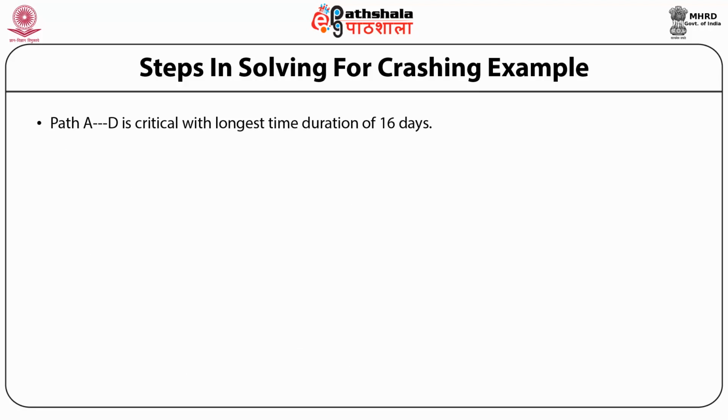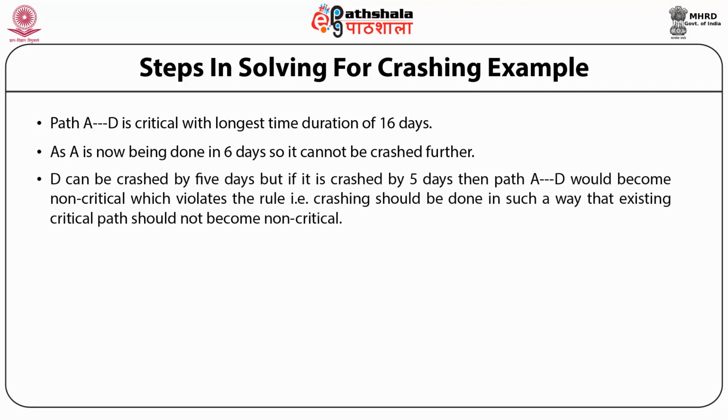Path A to D is critical when longest time duration is 16 days. As A is now being done in 6 days, so it cannot be crashed further. D can be crashed by 5 days, but if it is crashed by 5 days, then path A to D would become non-critical, which violates the rule, that is, crashing should be done in such a way that existing critical path should not become non-critical. So D should be crashed by 3 days.